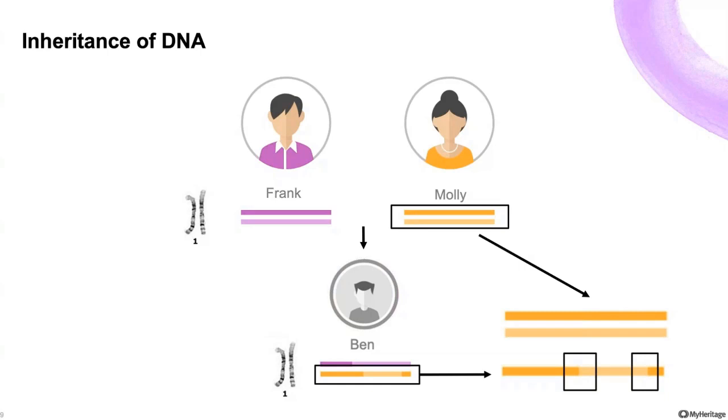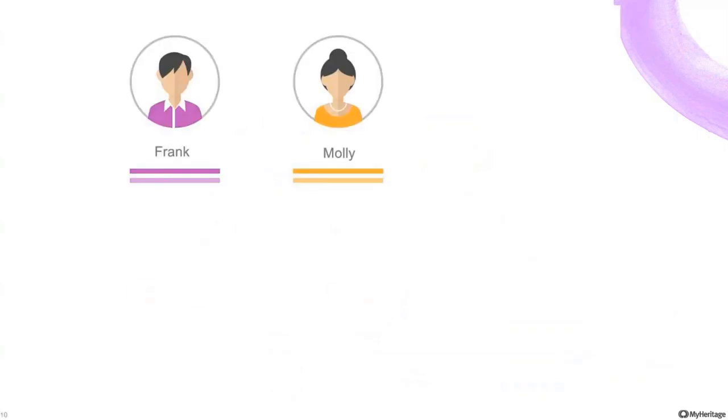And these recombination events happen a lot and randomly on the chromosomes when we're conceived. And this is how DNA is inherited. So we saw Ben's DNA. Let's look at another example.